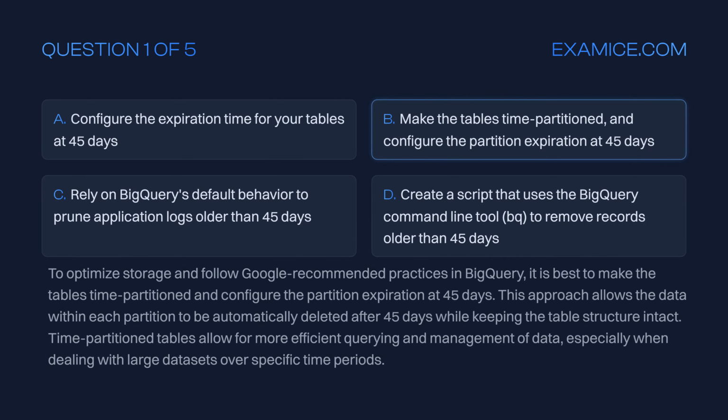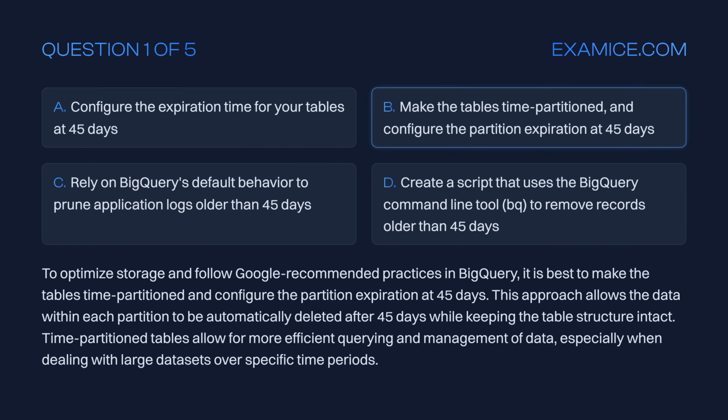The answer is option B. To optimize storage and follow Google recommended practices in BigQuery, it is best to make the tables time partitioned and configure the partition expiration at 45 days. This approach allows the data within each partition to be automatically deleted after 45 days while keeping the table structure intact. Time partitioned tables allow for more efficient querying and management of data, especially when dealing with large data sets over specific time periods.